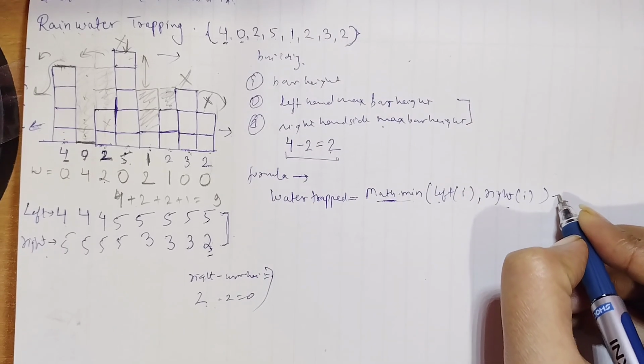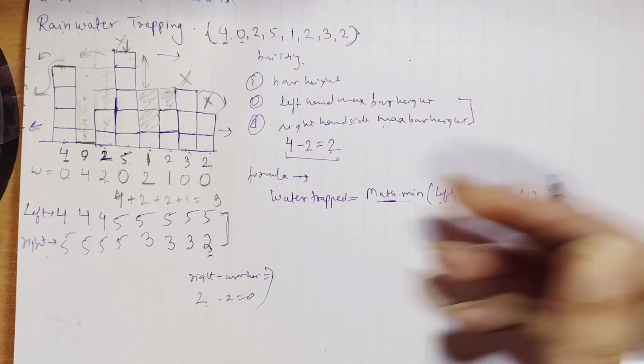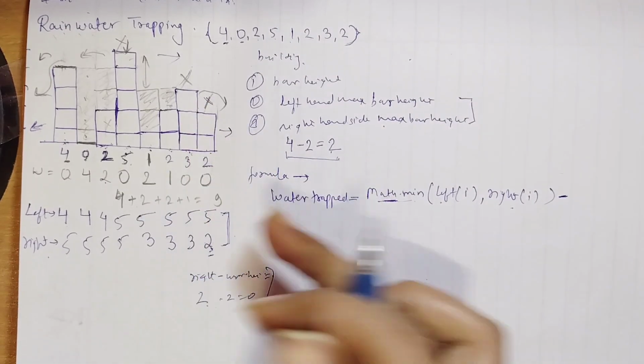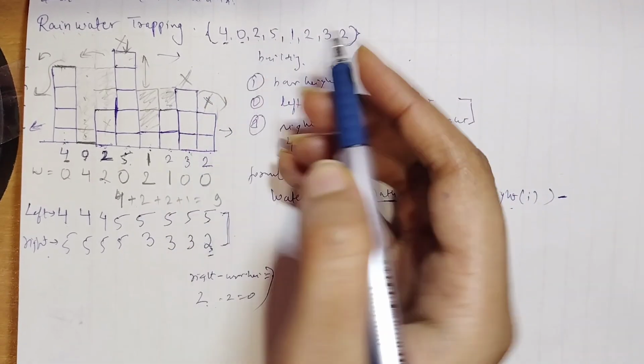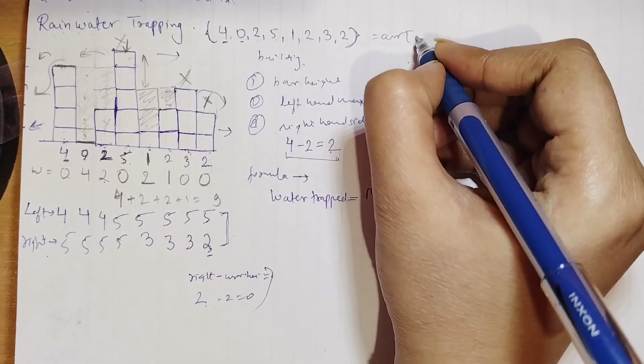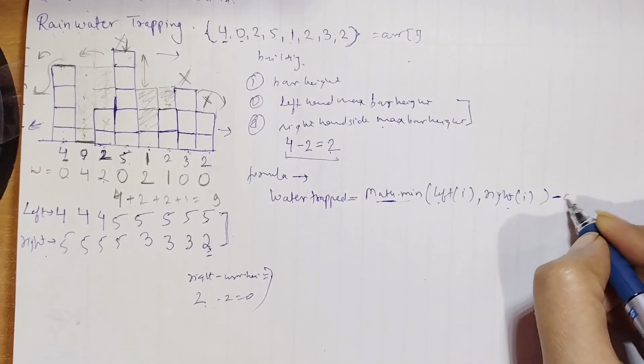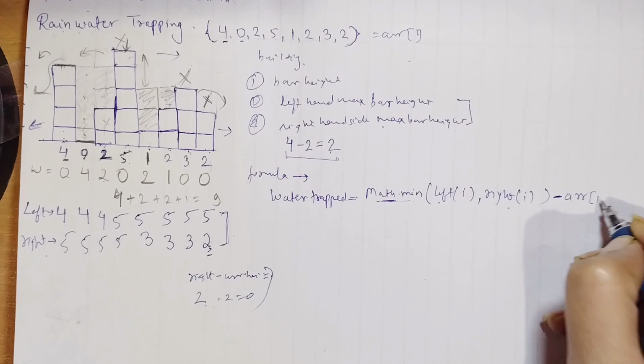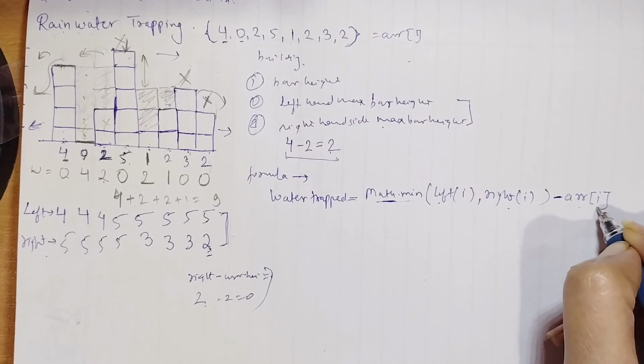and then subtract our current bar height value, which is from our array. This is our array, right? So we are subtracting our array height, the array value. That's why I'm writing array[i].